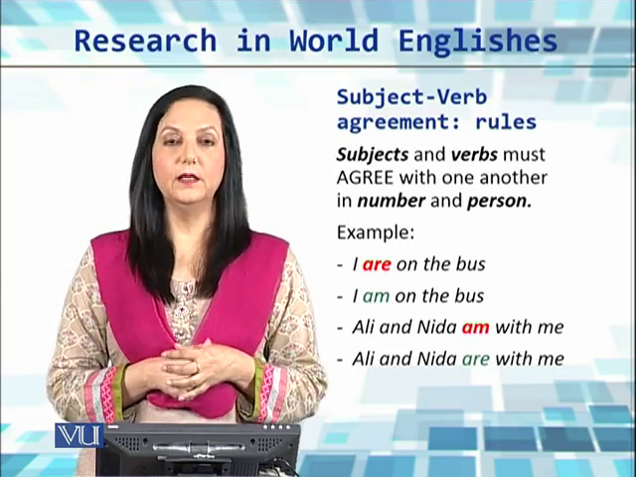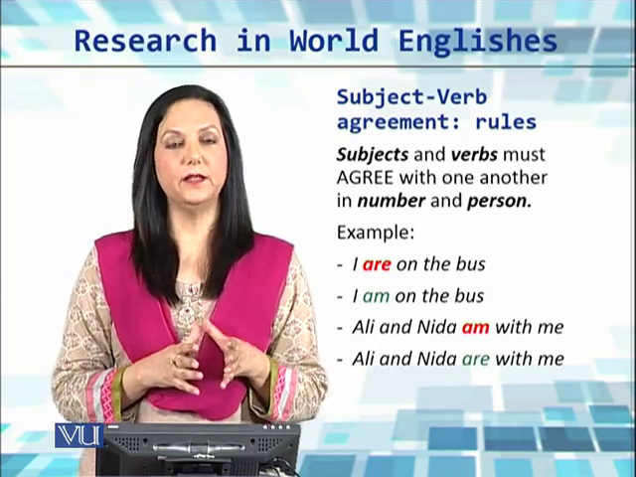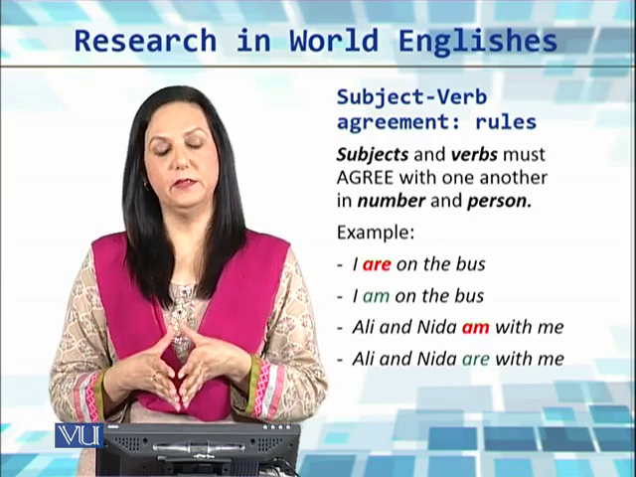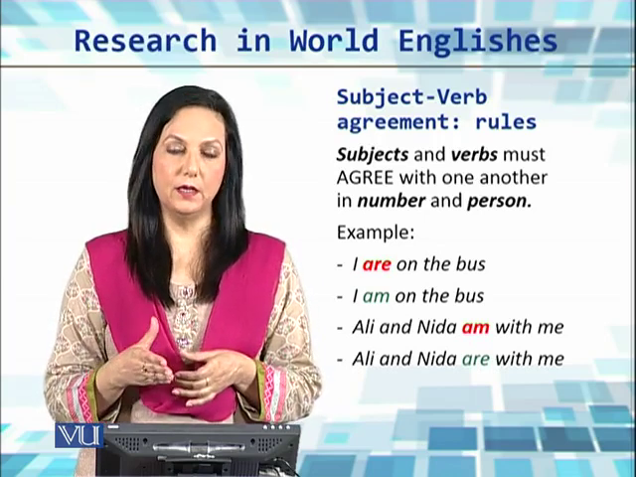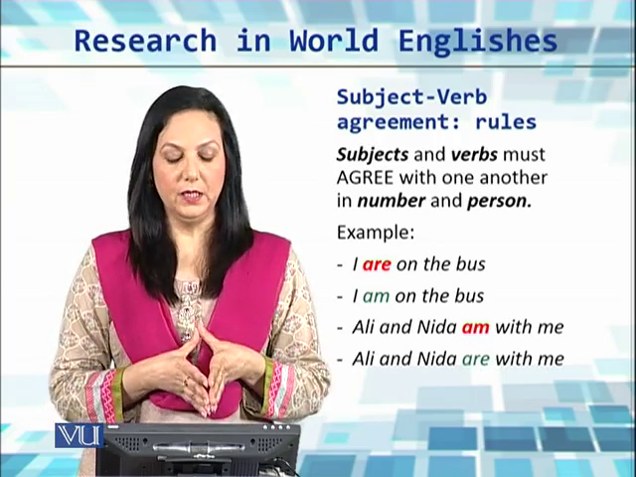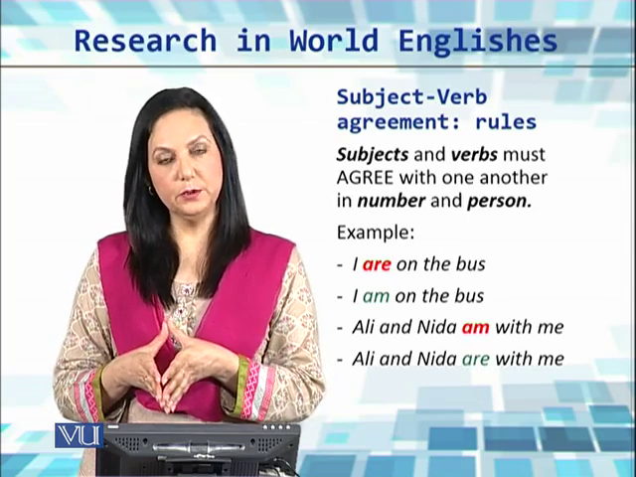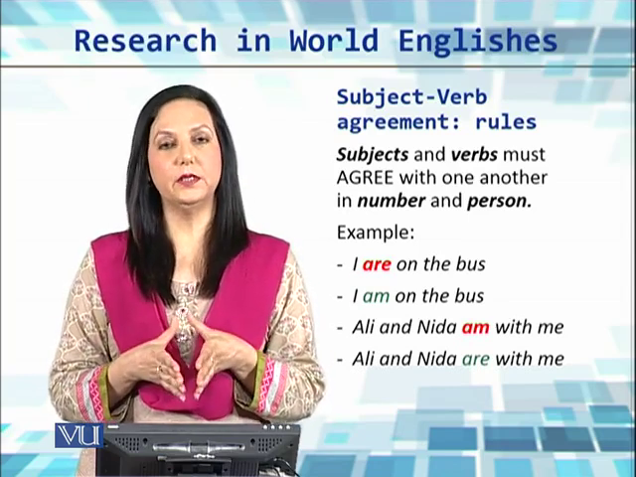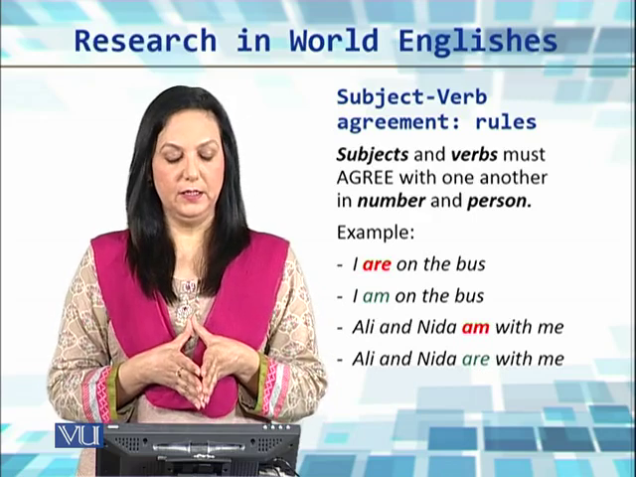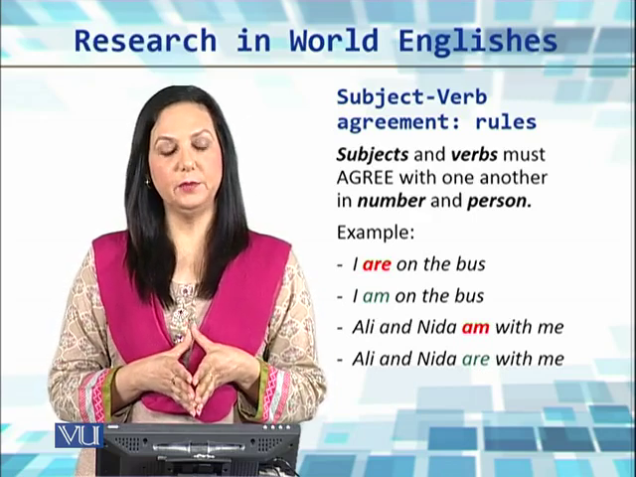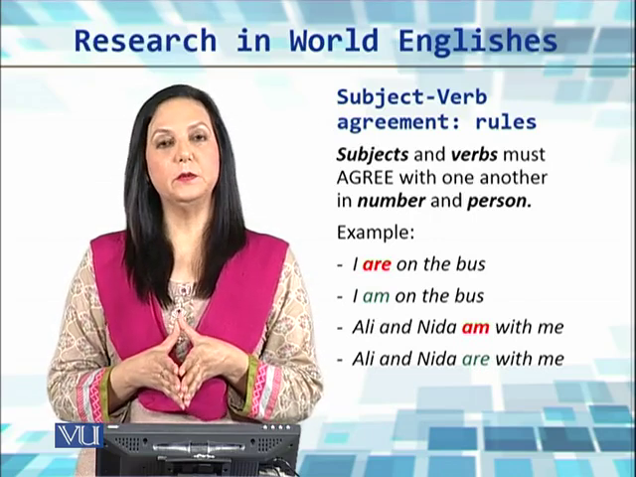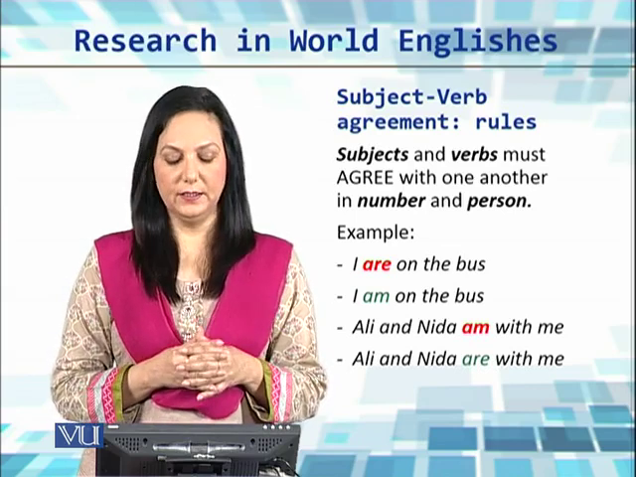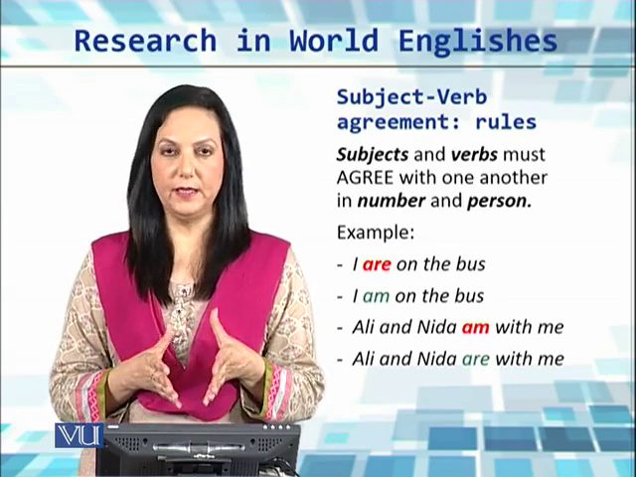That's one thing. The other is that the first person singular I cannot take a singular verb is or a plural verb are. So it's not that it cannot take are, it cannot take is either. So I is on the bus is also incorrect, and I are on the bus is also incorrect because here the subject does not agree with the verb in number and person. Whereas I am on the bus is correct because the subject I agrees with the verb am in terms of both number and person.